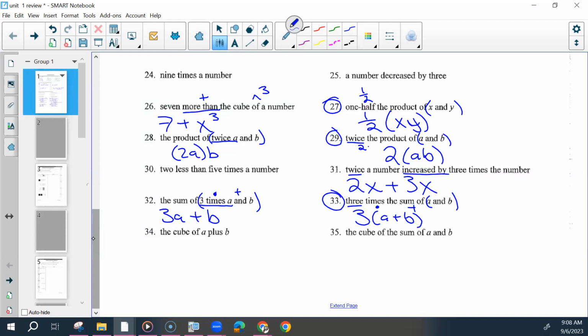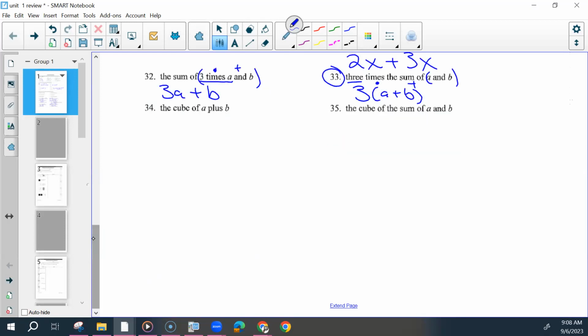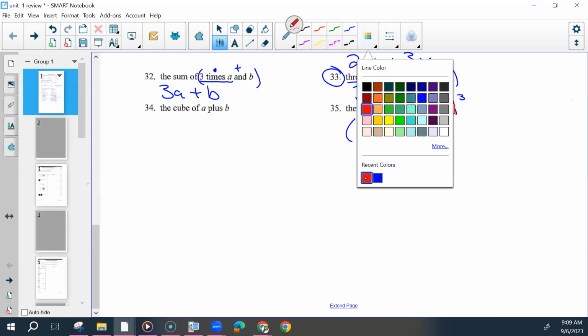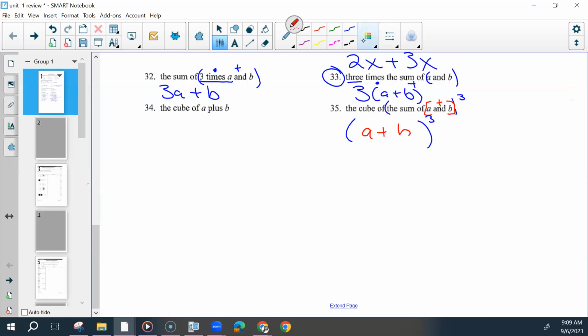Any others in this section before we move on? Maybe 35. The cube of, so that means everything after those words is going to be raised to the third power. The sum of, everything after those words is going to be added together. So we have parentheses, and outside of that parentheses will be to the third power. On the inside, we have A plus B.